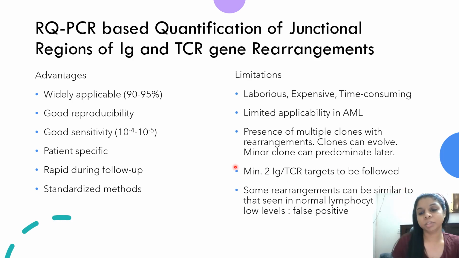Then some rearrangements can be similar in normal lymphocytes. Okay, some normal lymphocytes also may be showing some VDJ recombinations, which you should know the patterns of. So some normal lymphocytes may also show some of the rearrangements which are actually seen in the leukemia cells, but they will be seen in very small quantity. But there is a chance that it can be a false positive.